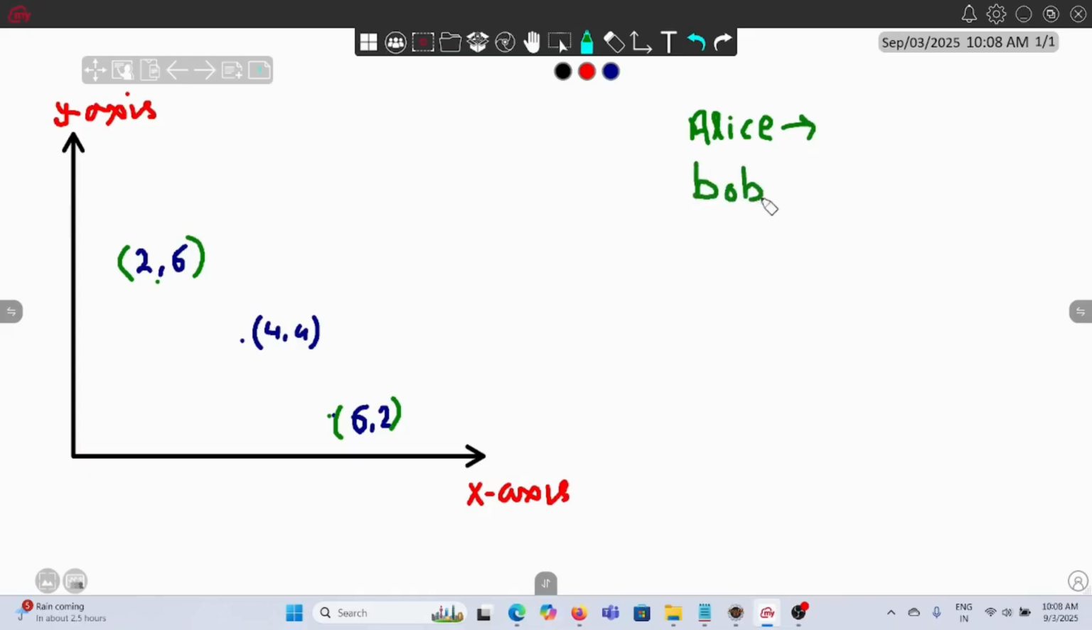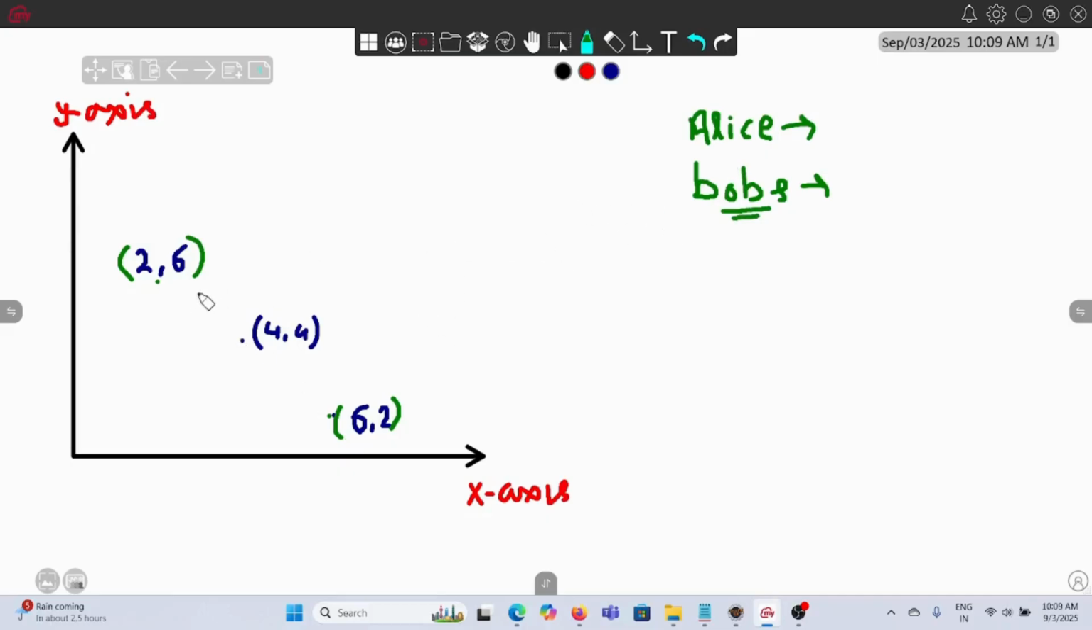So Alice wants to always be on the upper left corner, and Bob should be on the bottom right corner. That is the criteria they have, but one more criterion is that there should be no one under this line.